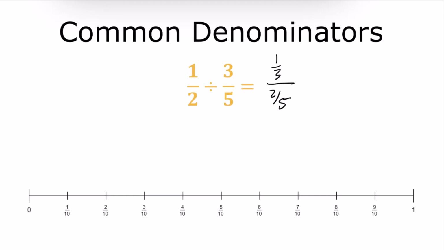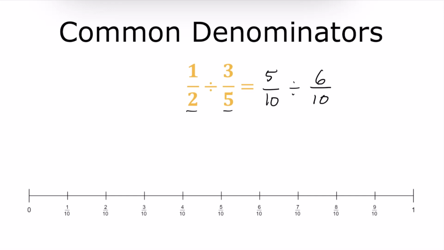So the way that you can do this is you can create common denominators, because if you have common denominators, then the bottom part will divide out to 1. So when I look at the denominators 2 and 5, the least common multiple between 2 and 5 would be the number 10. So I'm going to convert both of these fractions so that they have common denominators. And 1/2 equals 5/10. 3/5 would equal 6/10.